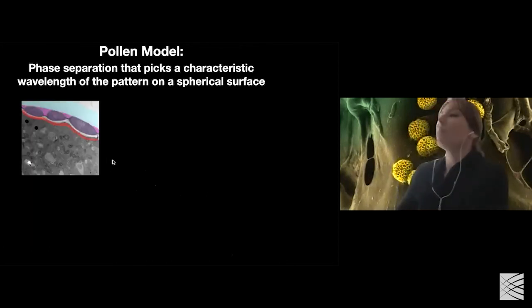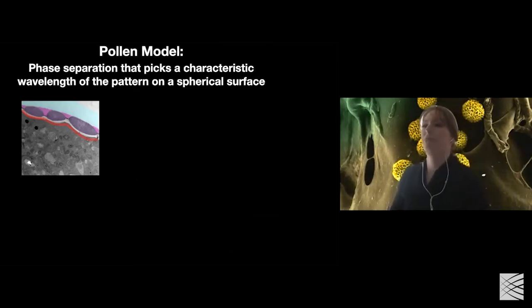Okay, so just to break it down even further, what we're essentially doing is we're trying to model a phase separation that picks a characteristic wavelength, meaning a single wavelength, of the pattern on a spherical surface. Let me caveat this again with the fact that we're looking at a purely phenomenological model. We're not looking for something that describes from first principles how this happens, but rather we just want to do a statistical mechanical approach that can tell us how you go from a no pattern phase to a patterned phase.